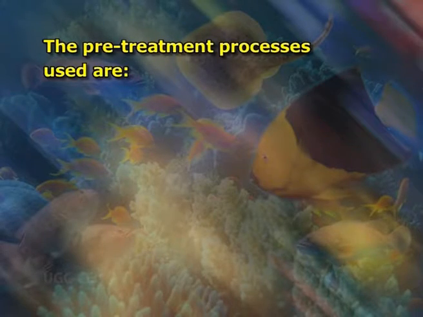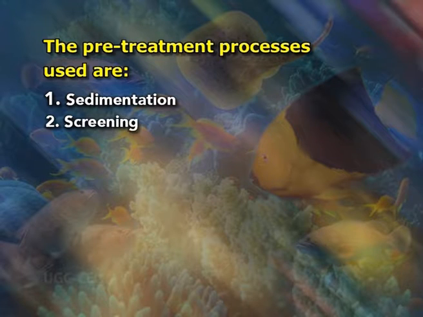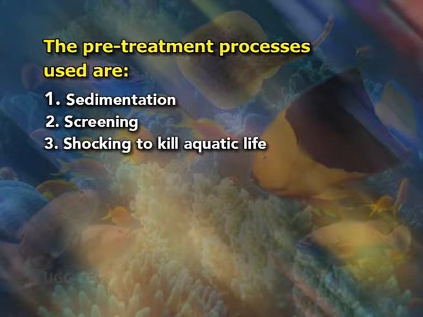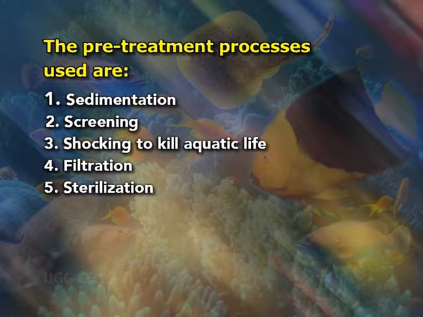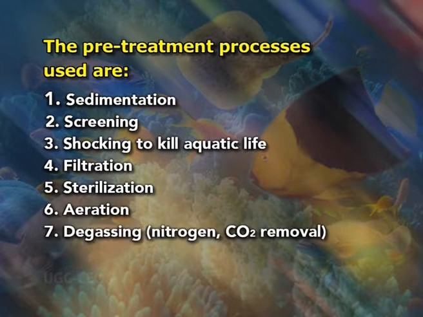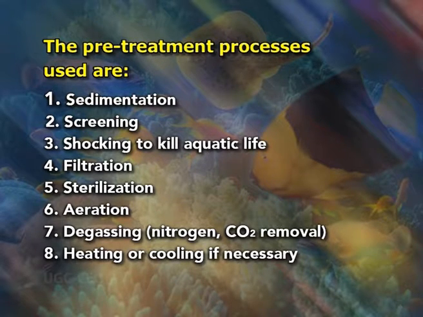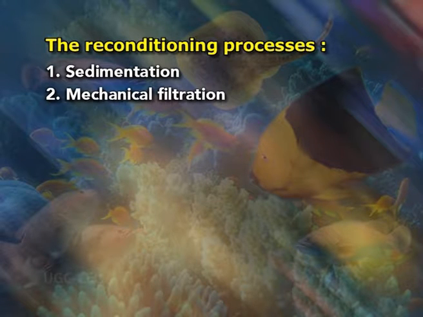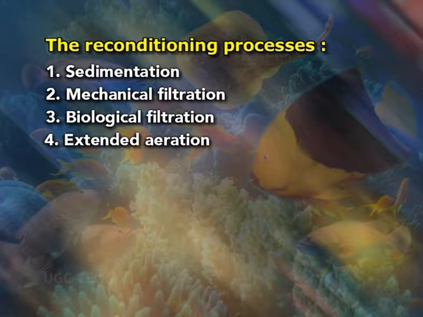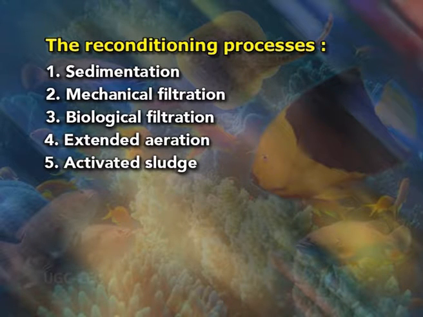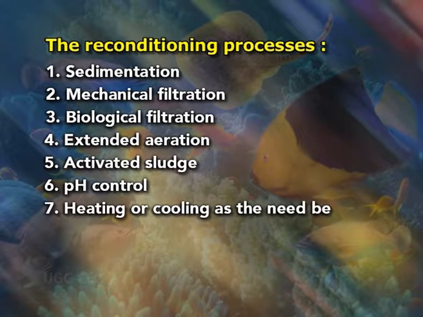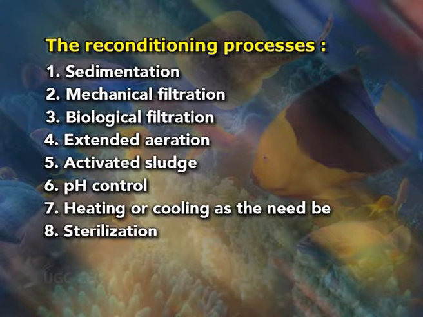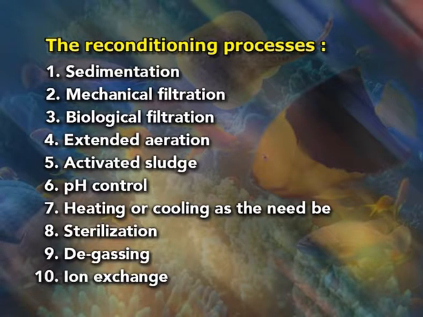The pre-treatment processes used are sedimentation, screening, shocking to kill aquatic life, filtration, sterilization, aeration, degassing of nitrogen, carbon dioxide, etc., heating or cooling if necessary, and lastly pH control. The reconditioning processes are sedimentation, mechanical filtration, biological filtration, extended aeration, activated sludge, pH control, heating or cooling as the need be, sterilization, degassing and even ion exchange.